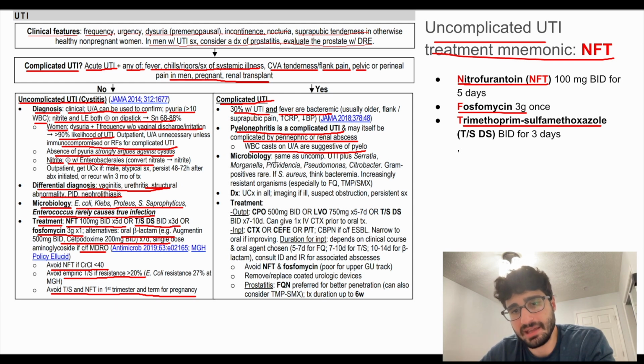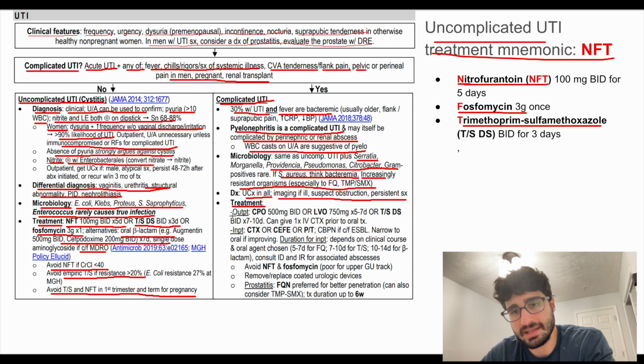Microbiologically, complicated UTIs may involve organisms beyond the usual pathogens, such as Serratia, Providencia, Pseudomonas, and Citrobacter. If Staph aureus is identified in urine, bacteremia should be considered. These cases often involve drug-resistant organisms, particularly with fluoroquinolones and trimethoprim sulfamethoxazole. Diagnosis should include a urine culture in all cases and imaging if the patient appears systemically ill or there is a concern for obstruction, abscess, or poor response to therapy.